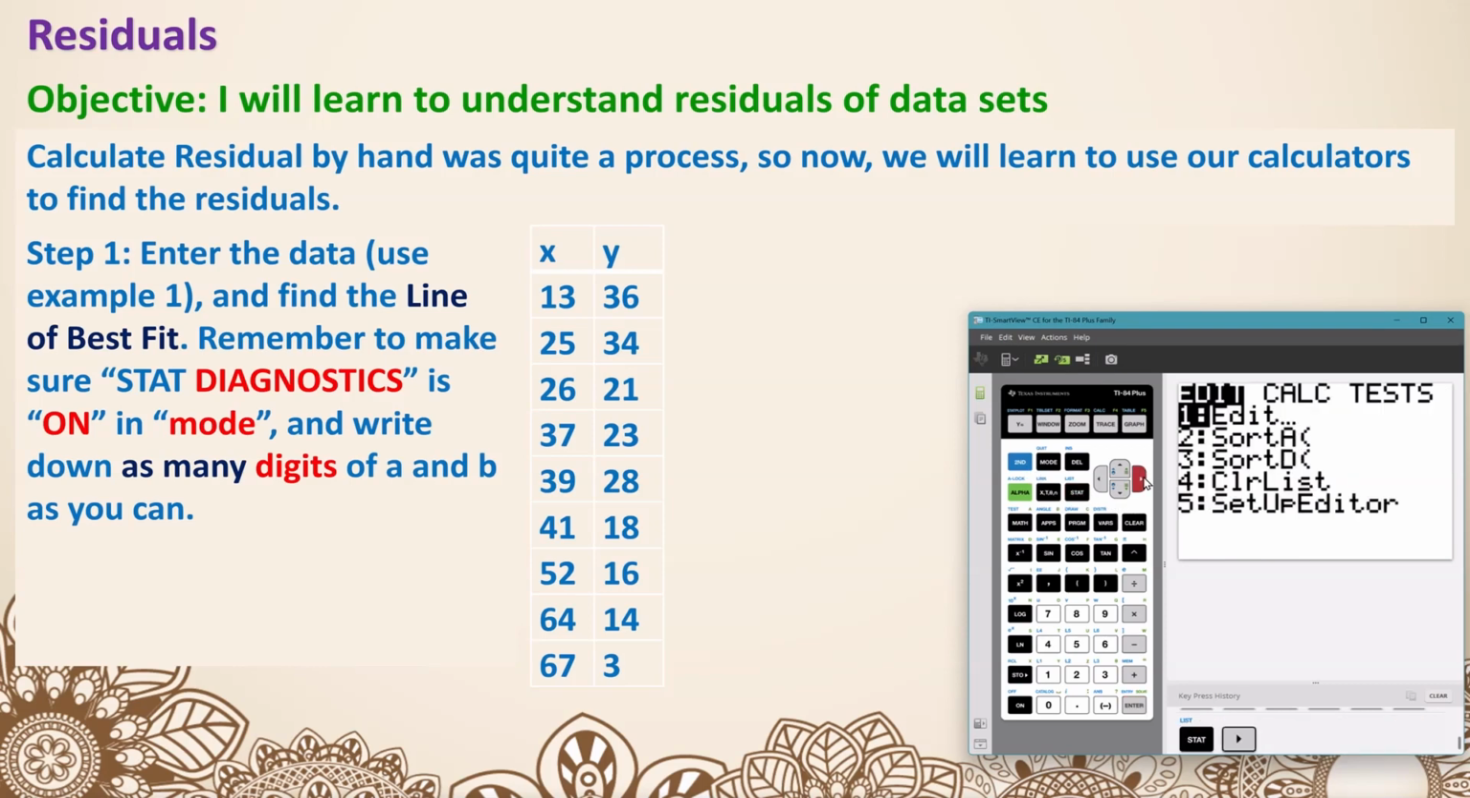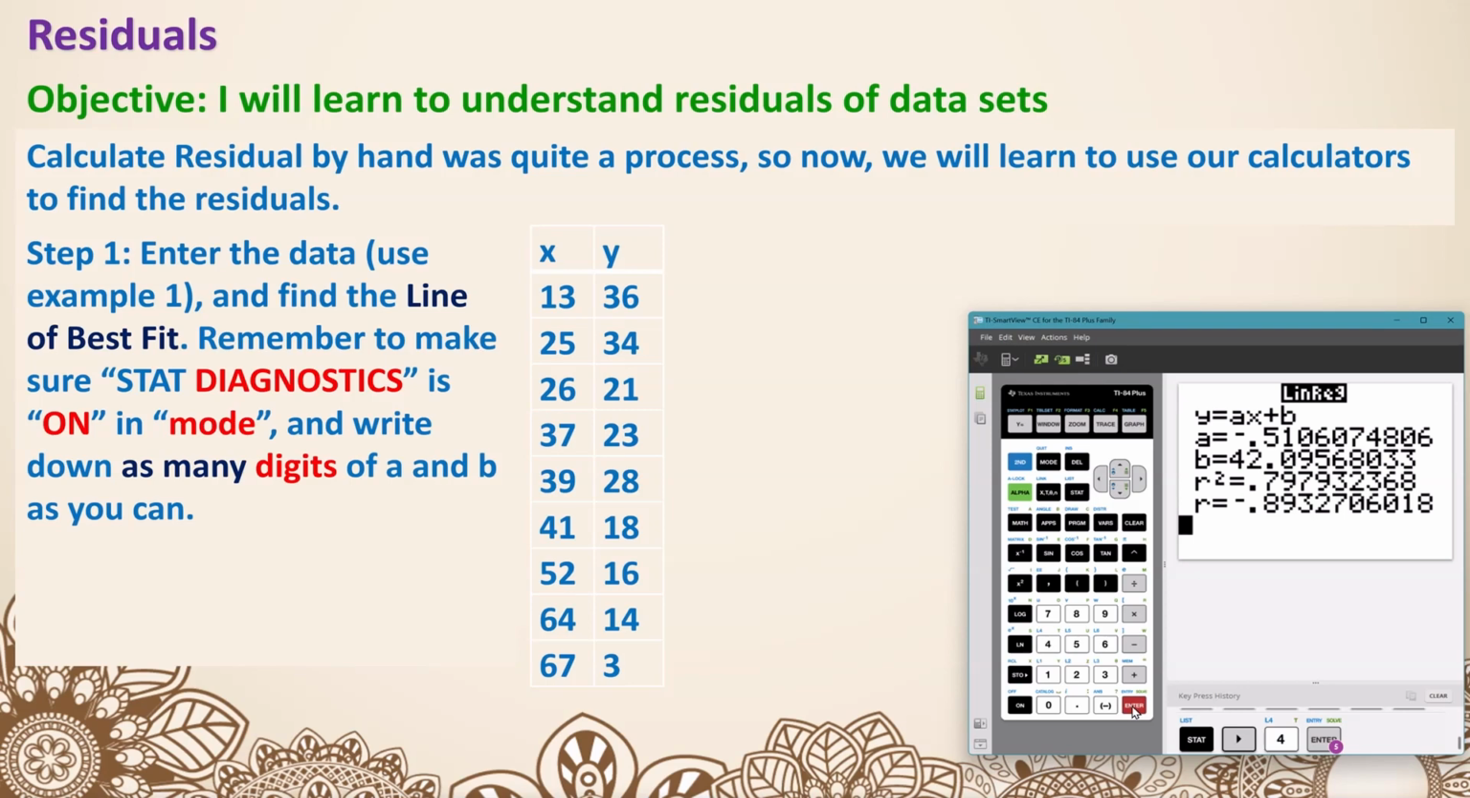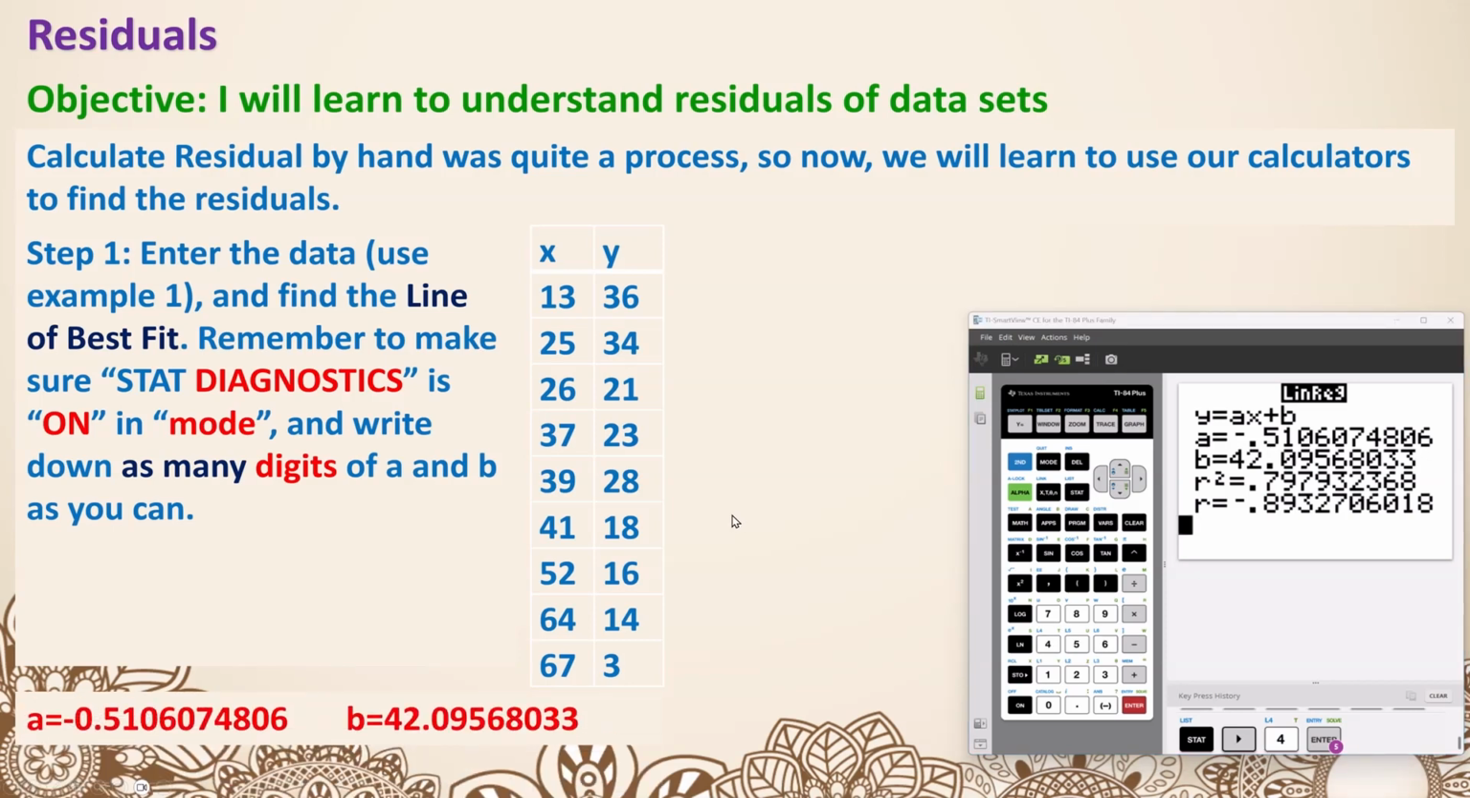So click stat again, go to calc. We're going to choose number 4, linear regression. Enter, enter, enter, enter. Calculate. Okay, there you go. We have the A value and the B value. And then afterwards, we do need to write them down because we're going to need to use the A value and B value, or in other words, the equation. So let's quickly write down those two numbers with every single digit that is shown in the calculator.